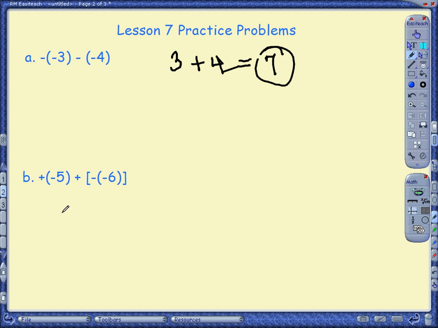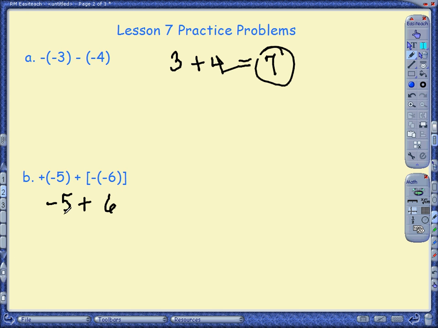Okay, I want plus a -5. I just have one negative in front of that. 1 is an odd number, so I just have -5. And here I have plus the opposite of -6, and the opposite of -6 is +6.